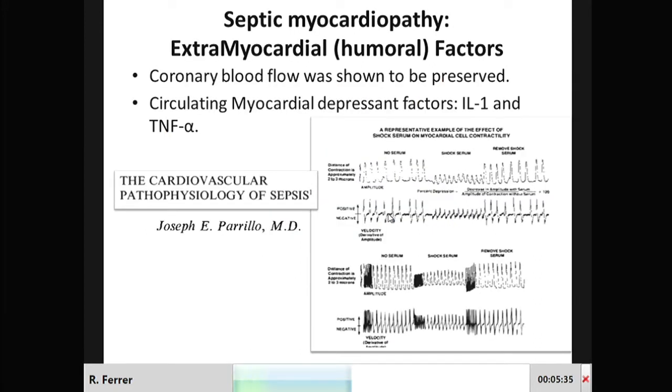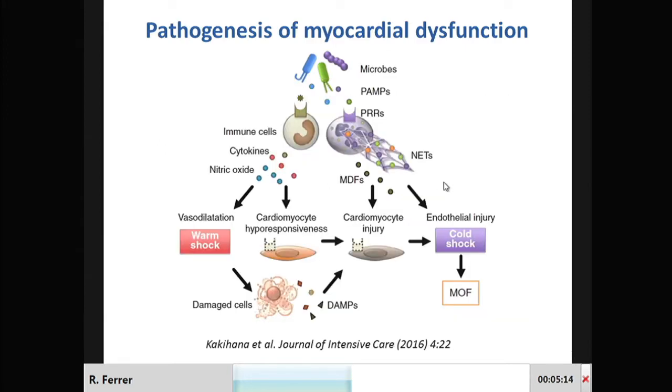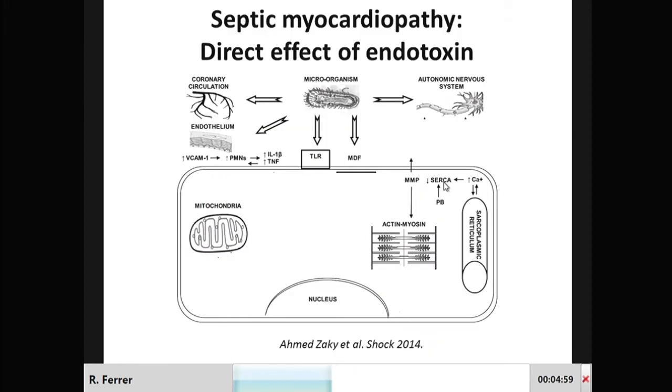If we look at the cardiomyocyte, this is an old model of isolated cardiomyocytes, you can see that after the exposure of these cardiomyocytes to cytokines, there is a decrease in contractility. So these circulating cytokines are able to decrease myocardial contractility. The reasons for that decrease in myocardial contractility are a decrease in the responsiveness of the cardiomyocytes to the adrenergic drugs, and also a cardiomyocyte injury.